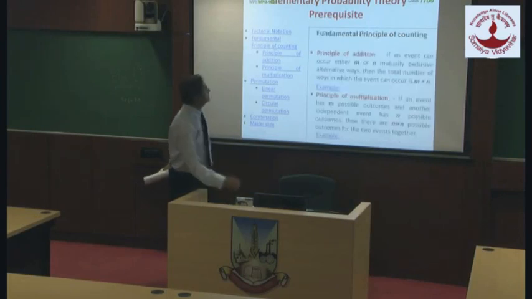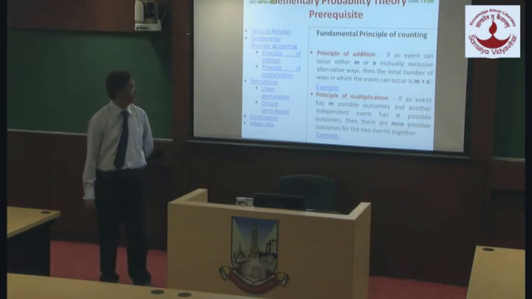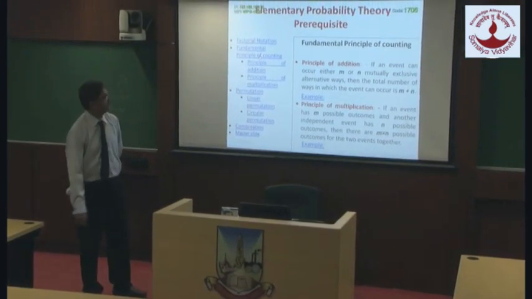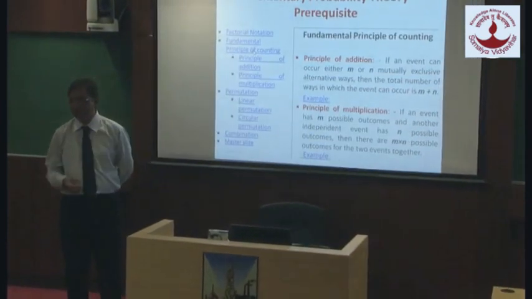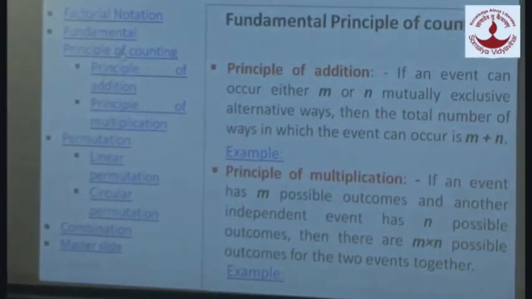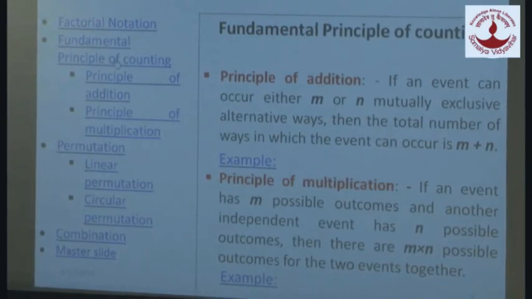That's the principle of counting. There are 2 basic principles. The first principle is the principle of addition, and the second is the principle of multiplication. These 2 principles are mainly used in the method of counting. First I will give the definition, and with the help of an example you try to understand it. If an event can occur in m or n mutually exclusive and alternative ways, then the total number of ways in which the event can occur is m plus n. Here I am considering only 2 events; you can generalize to any number of events. All these are exclusive events, either this or this. Only one event can occur. In that case, we can use the principle of addition.